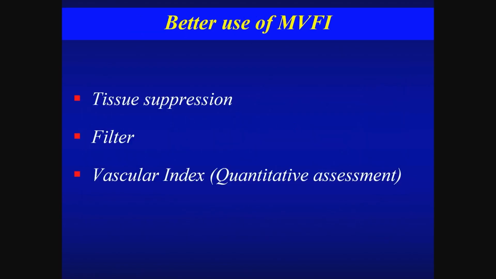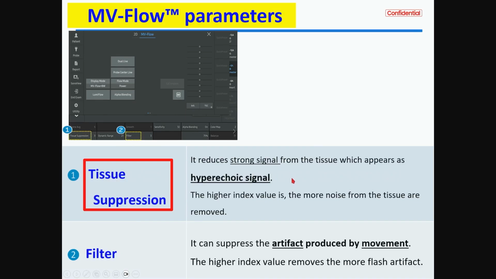Finally, let me introduce some software features for better use of microvascular flow imaging: tissue suppression, filter, and vascular index for quantitative assessment of vascularity. Tissue suppression reduces strong signals, that means hyperechoic signals from soft tissue.